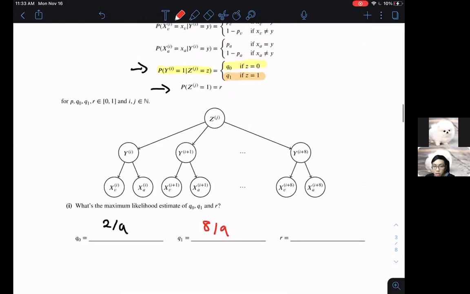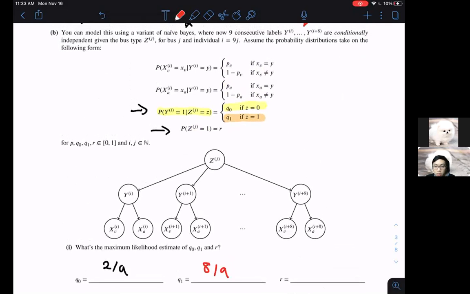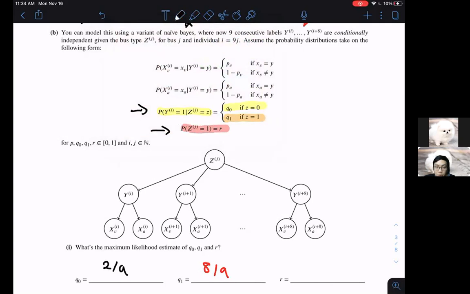And now lastly, we are asked to calculate the probability of z equal to 1, which is equal to r, right? Because we're trying to figure out what r is using maximum likelihood estimation. The way we look at this is the same as before. So we need to figure out, of the buses, which buses are 1 and which ones are 0, and then take the count over the total.